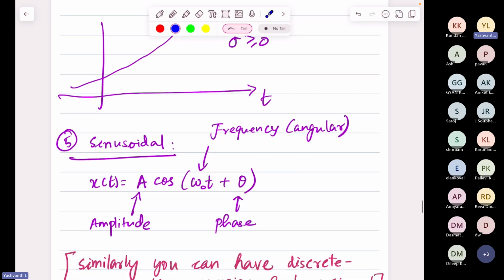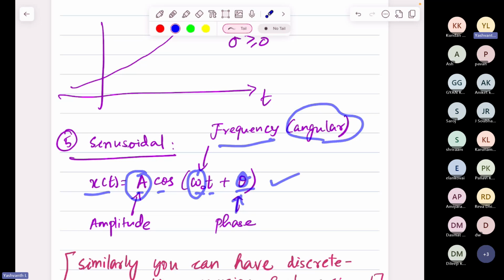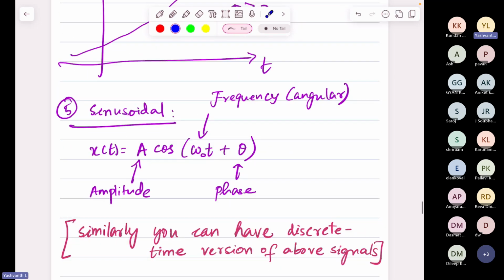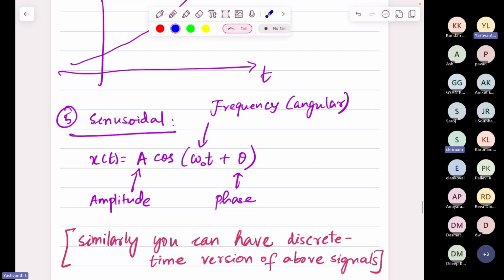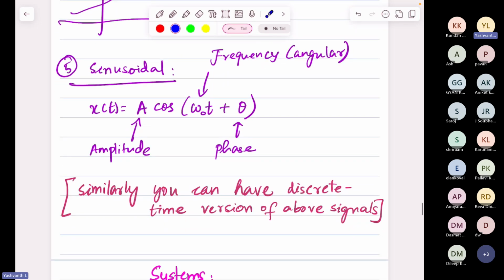Next is very famous, all of us know. It's called a sinusoidal signal. A sinusoidal signal is something of the form x of t is equal to a cos omega naught t plus theta. So a is called the amplitude of the sinusoidal signal, omega naught is called the angular frequency, and theta is called the phase of the signal x of t. And similarly, all these special signals I told for continuous time signals, you can define a similar notion in discrete time also. So you can have discrete versions of these signals also.